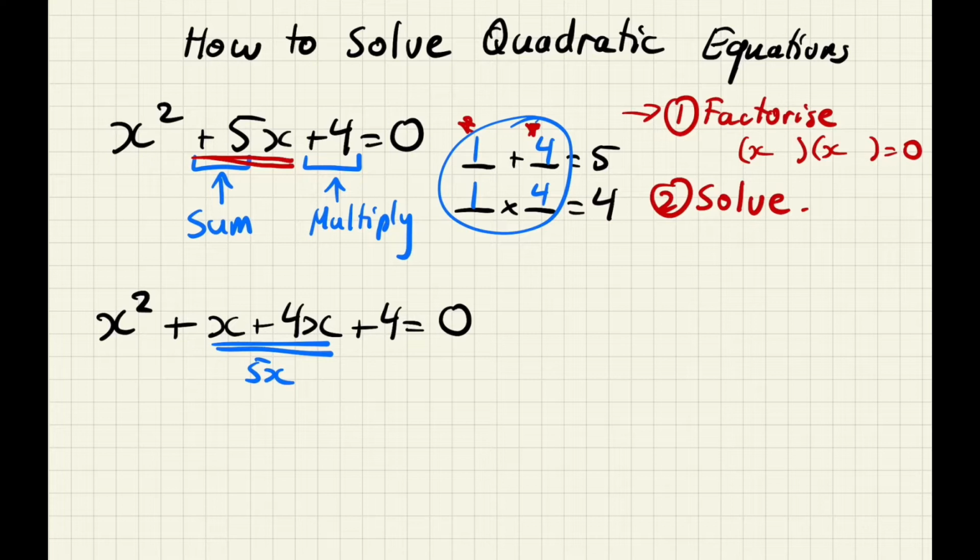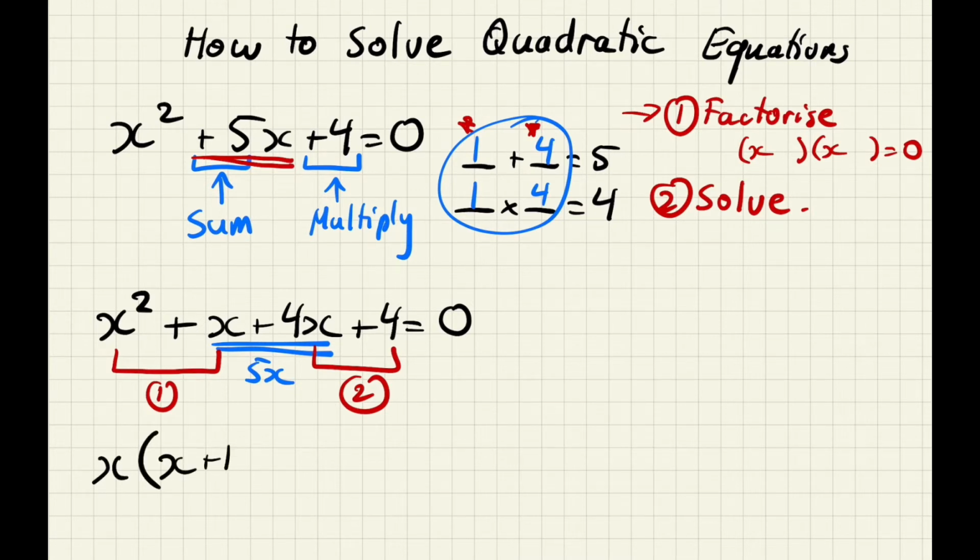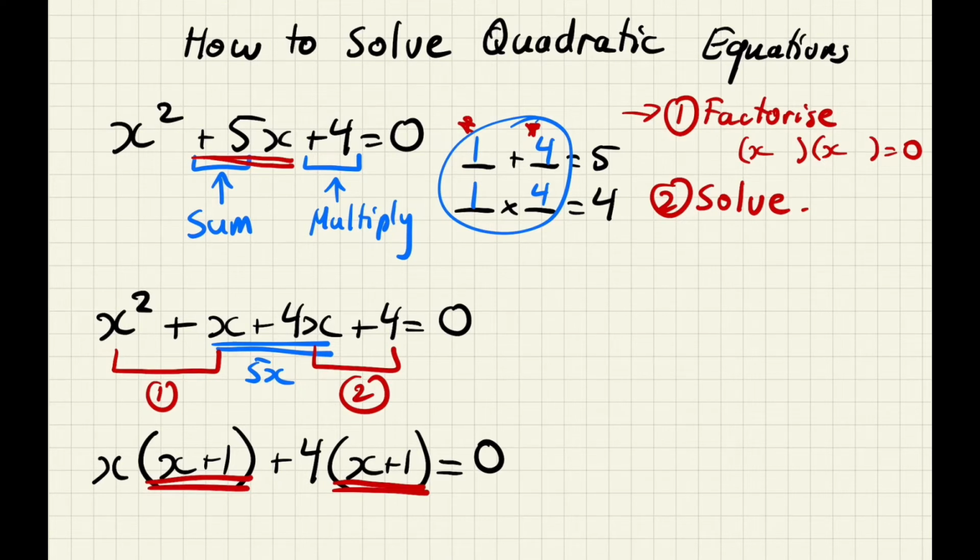Now let's continue on. What we're going to do next is group our terms into pairs. So we have pair 1 and pair 2. Looking at pair 1, we're going to factorize out the highest common factor, which is x, so let's pull x out, and in the bracket we're left with x plus 1. Now let's look at pair 2. There the highest common factor is 4, so we'll have 4, bracket x plus 1, all equal to 0. Once we've done that factorization, both pairs have x plus 1 as a common term.